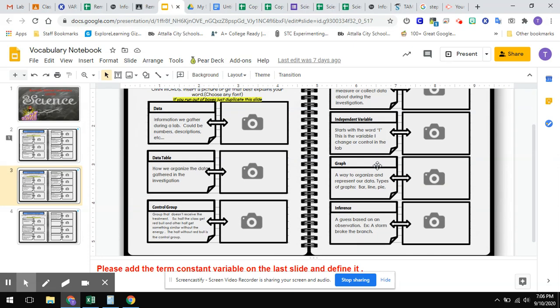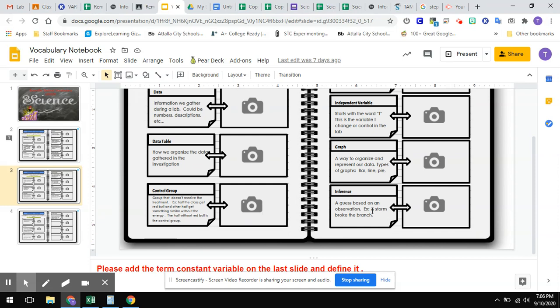A graph is just a way of organizing your data. An inference is a guess based on an observation. There was an image in something I had put out in Google Classroom, and you guys might not have seen the assignment, but it had a little boy in a pond, and there was a tree above him, and the tree branch was broken. An observation of that could be that the branch is broken. You can obviously see that the branch is broken.